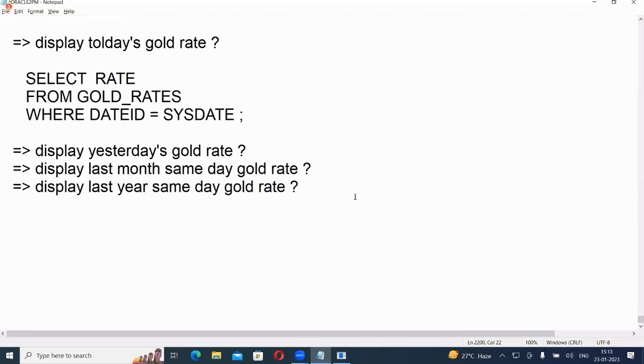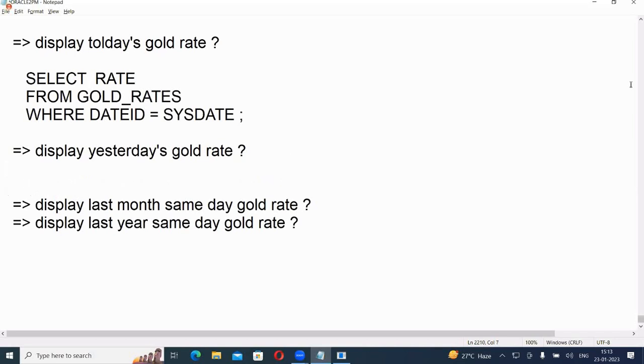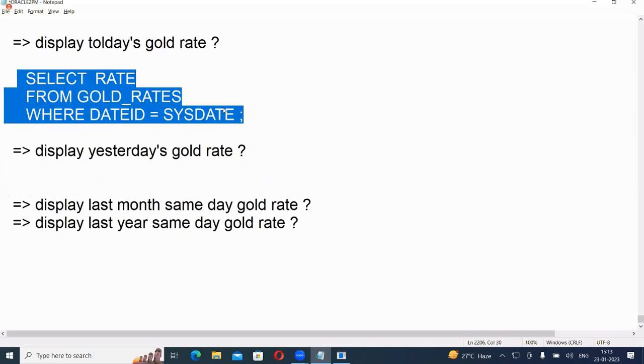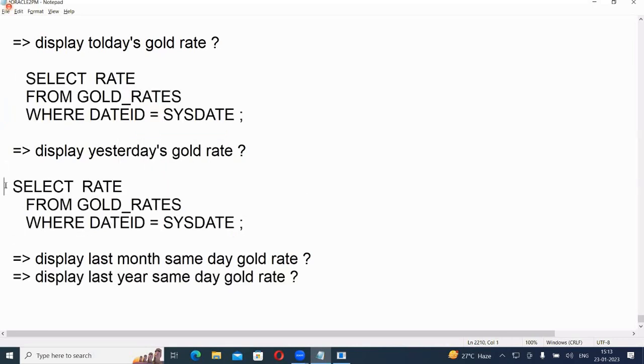Next, display yesterday's gold rate. Select rate where date ID equal to sysdate minus 1. So system date is 23rd January, minus 1 means 22nd.